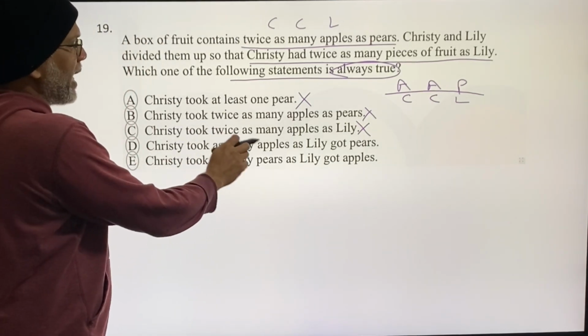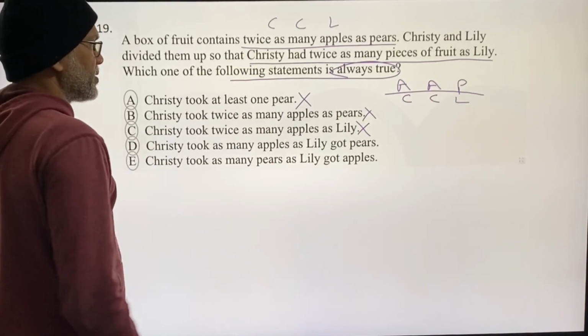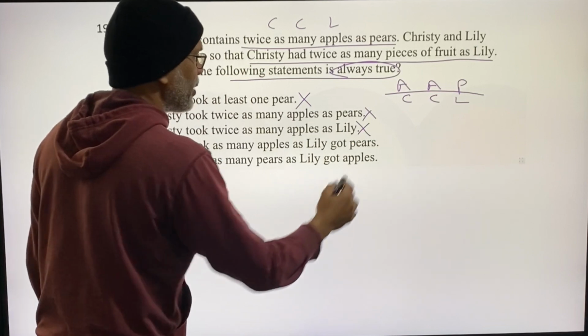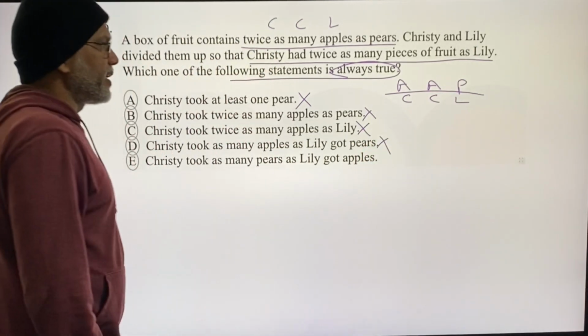Christy took as many apples as Lily got pears. No, because Christy got 2 apples, and Lily got only 1 pear. So this is also not necessarily true.